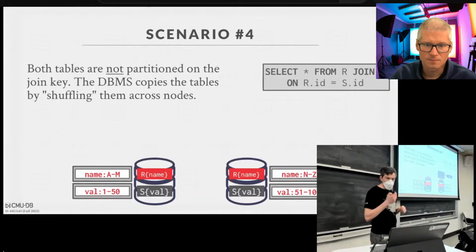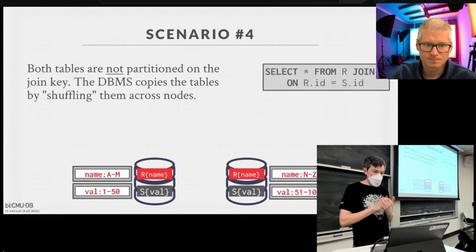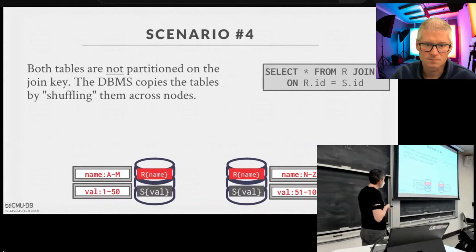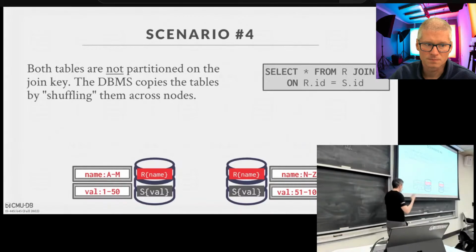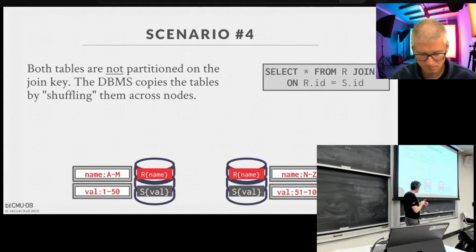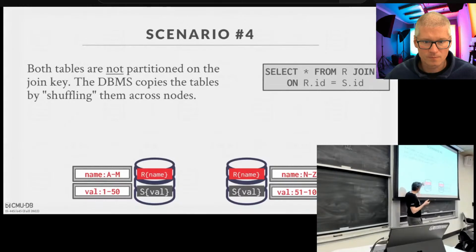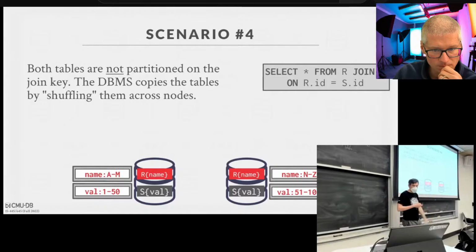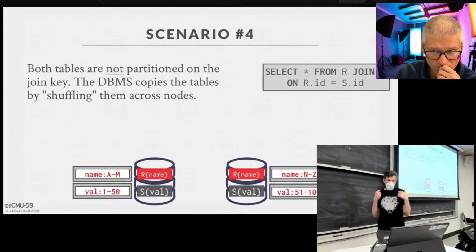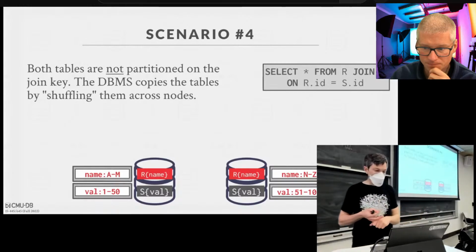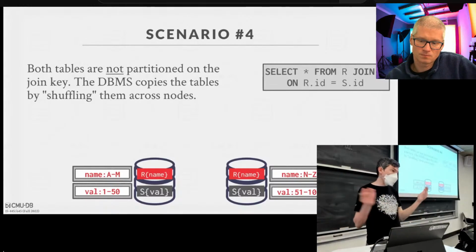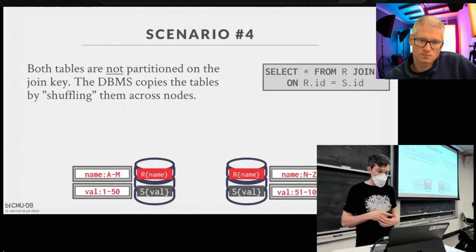Okay. So the last scenario, the worst case scenario, is when both tables are not partitioned on the join key, so I need to basically reorganize, or shuffle, as it's called, a shuffle join, to send out the data across all the different nodes so that we can then compute the join locally like we want. In this case, R is partitioned on the name attribute, S is partitioned on value. I want to join on the ID field, so I can't do a local join yet.